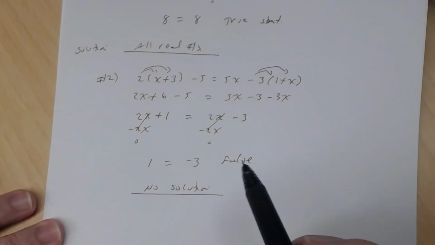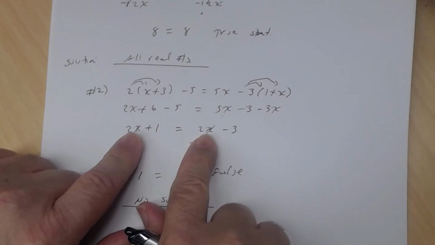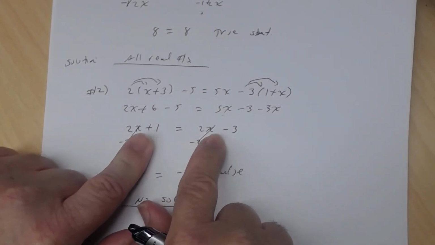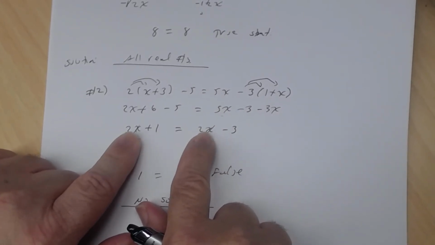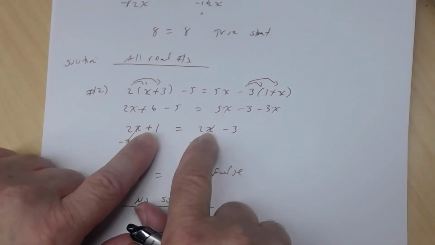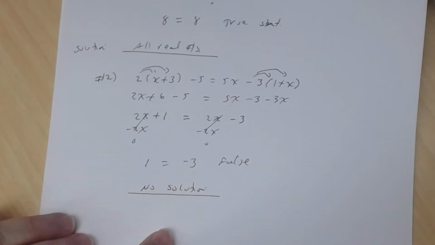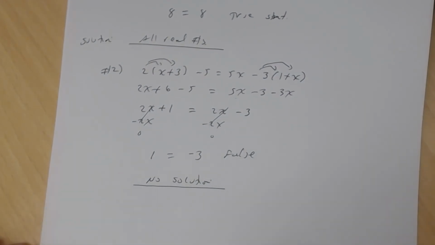No solution. It kind of makes sense there would be no solution because look at this equation right here. 2x plus 1 equals 2x minus 3. See how the 2x's are identical? So no matter what you plug into x, these two terms are identical, but here you're adding 1, here you're subtracting 3. There's no way they're going to be equal to each other. All right, and so you get a false statement. All right, let's do one more.